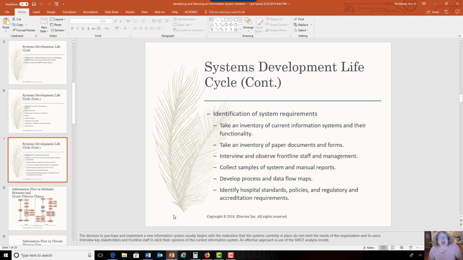So when we talk about how we're going to identify the system requirements, this is where you take a complete inventory of everything that your current system does. You also want to take a look at what paper documents you have. We try to be completely paperless, but in some instances there is paperwork that has to be signed or completed. So you need to look at what all of those are and find out if this new system is going to have a way of eliminating some of those.